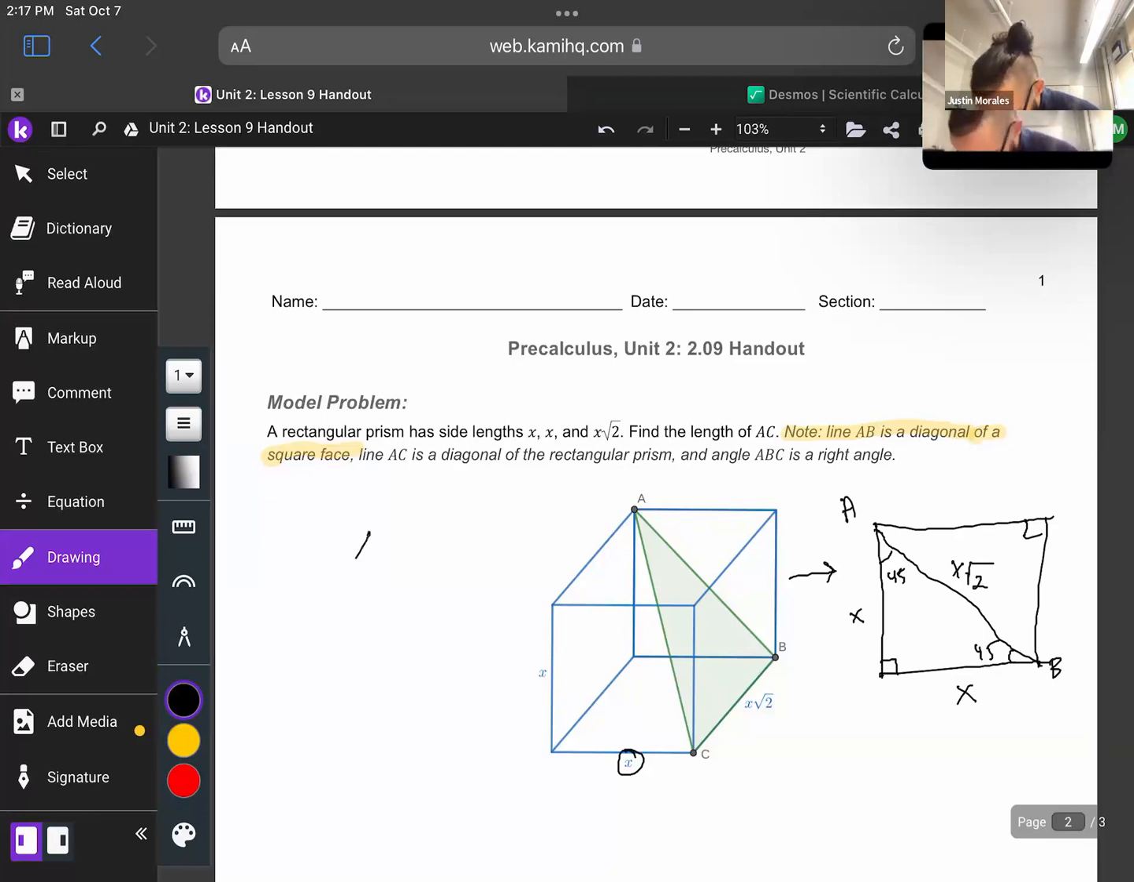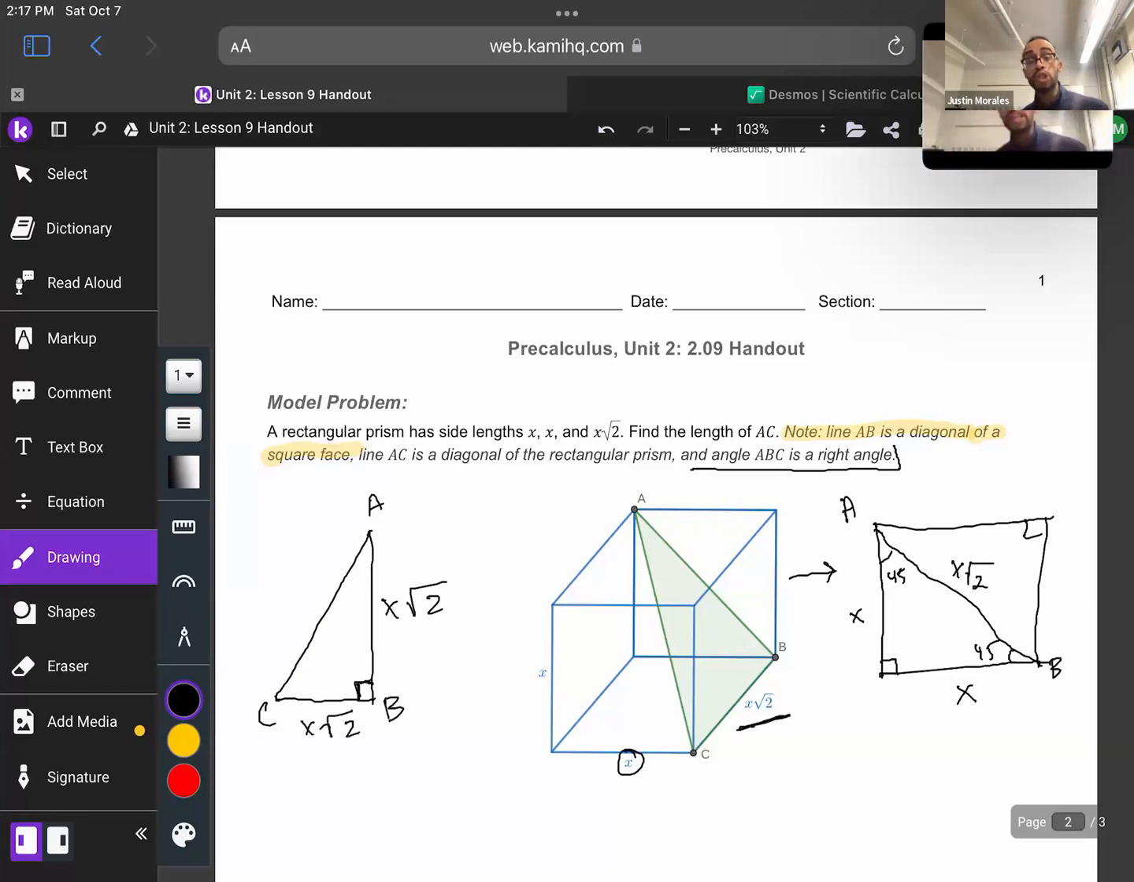Now, if we draw triangle ABC, they tell us that angle ABC is a right angle. Let me properly label this A, B, C, so that makes this one the right angle. We just figured out that A to B is x radical 2. We also know that BC is also x radical 2. So this also lets us know that this is a 45-45-90 right triangle, where this time the legs of the triangle are x radical 2.